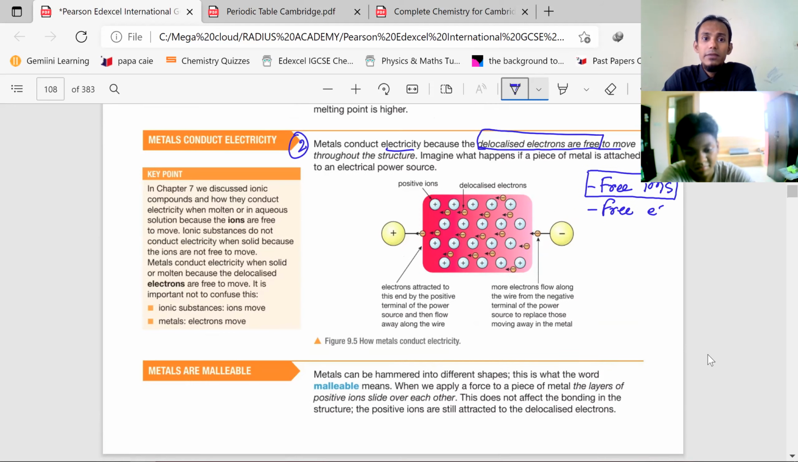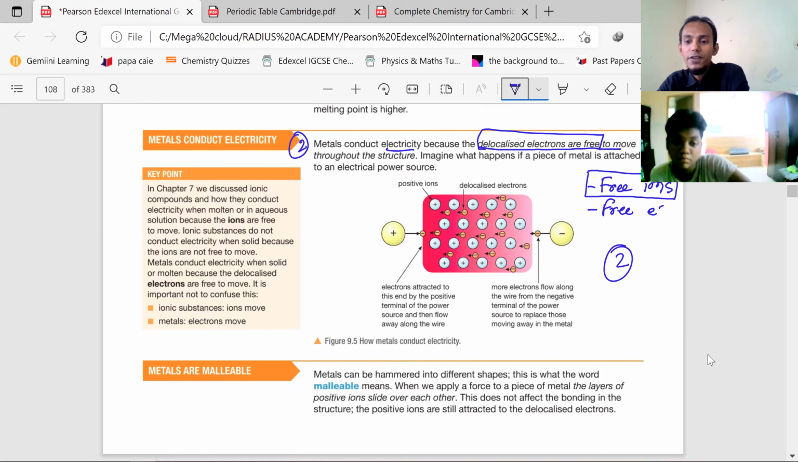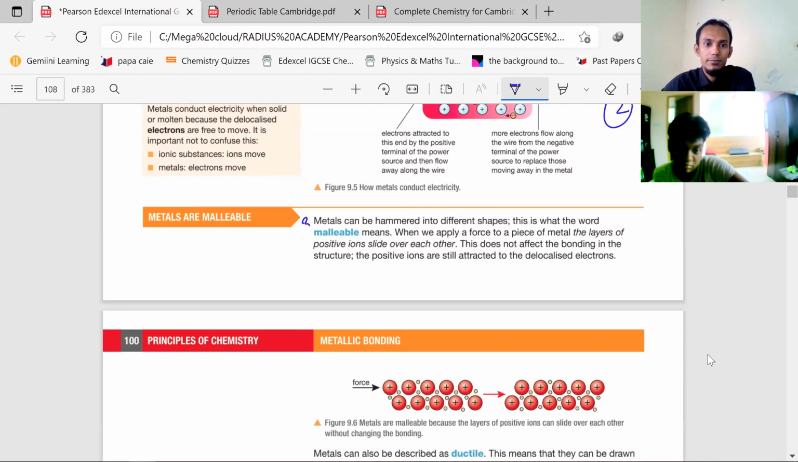So that is it. In your past question paper you will often find 2 marks, and they will ask why metal conducts electricity. Explain. What you will say: metals have delocalized electrons in their structure which are free to move. Metals have delocalized electrons, mark 1, which are free to move, mark 2. Easy? Easy. Just with one sentence you will explain, and you are getting 2 marks. Very good job.